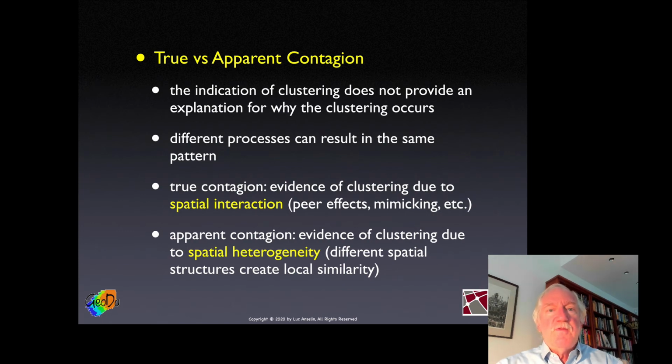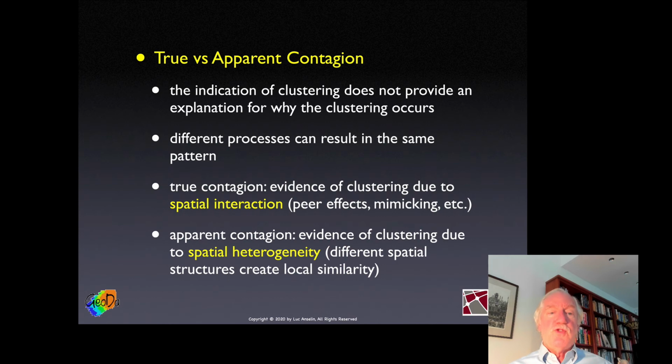I alluded to this before in the exploratory data analysis. We can find associations, but we do not find causation. Same here. We can find patterns, but we don't know which processes actually yielded these patterns. So we know the pattern, but not the process. And as it turns out, spatially clustered observations can occur as the result of two very different processes.